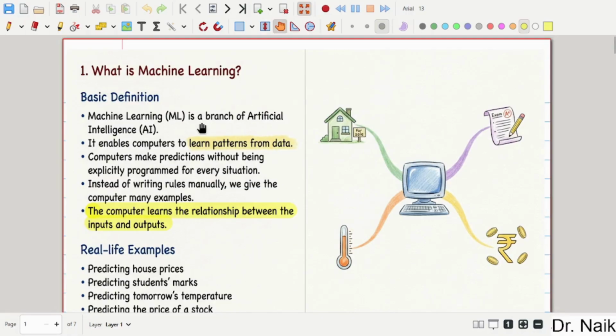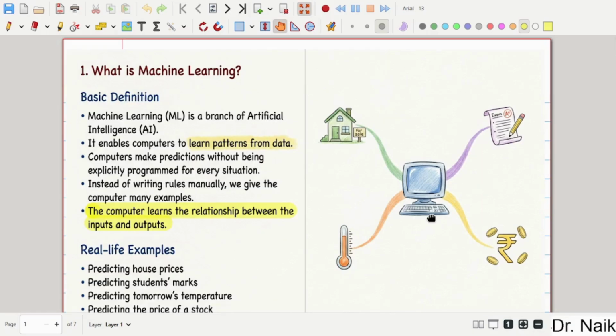Machine learning is a branch of artificial intelligence, that is AI. It enables computers to learn patterns from the data. Computers make predictions without being explicitly programmed for every situation. Instead of writing rules manually, we give the computer many examples. The computer learns the relationship between the inputs and output.